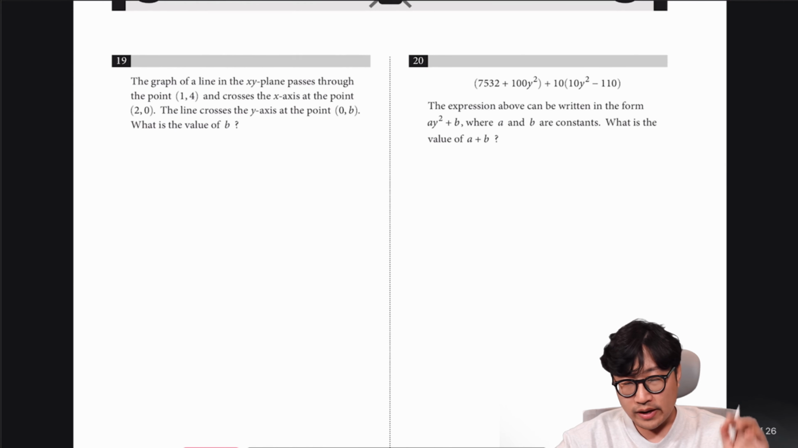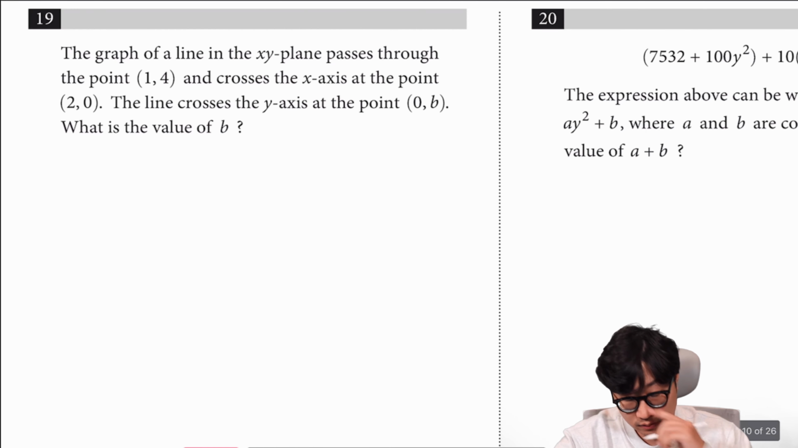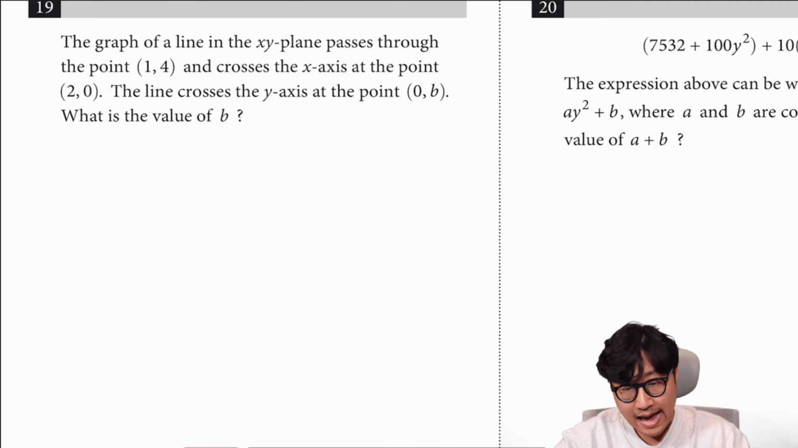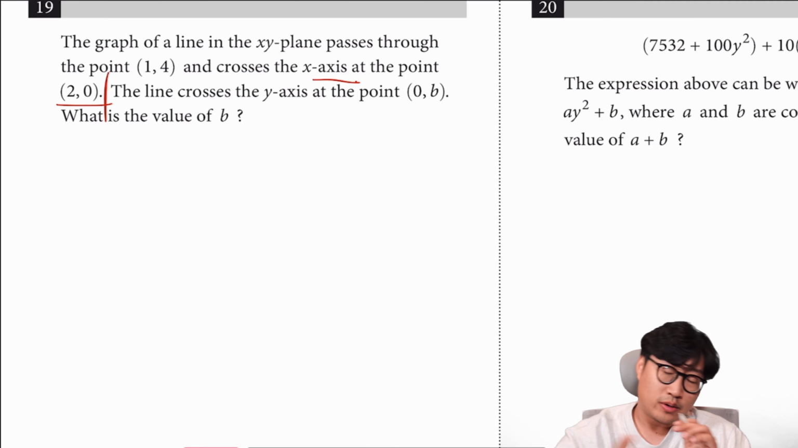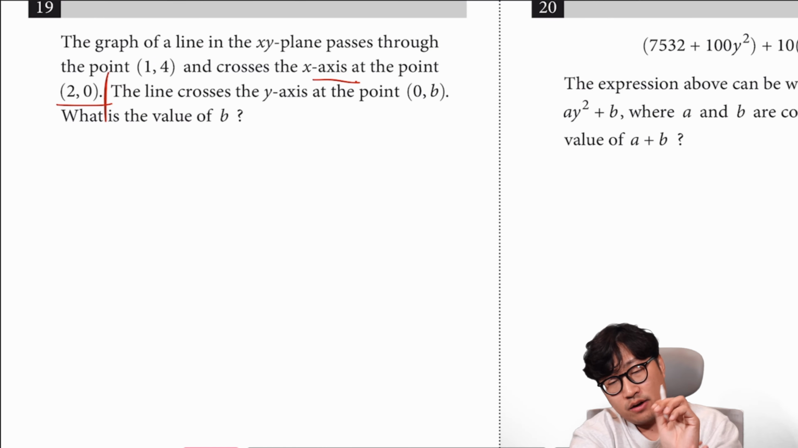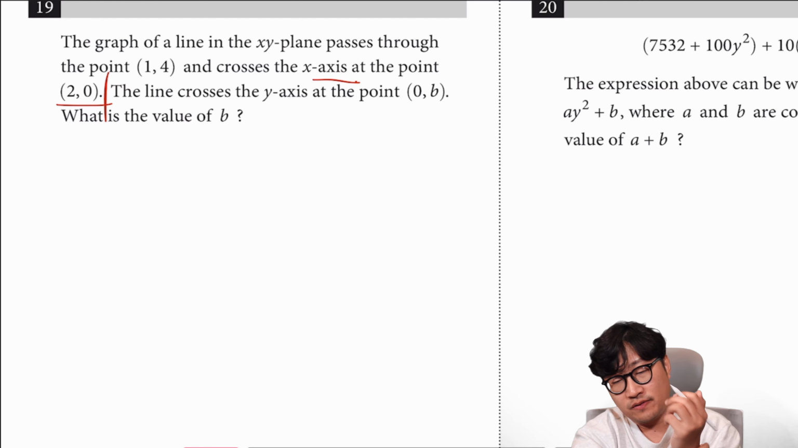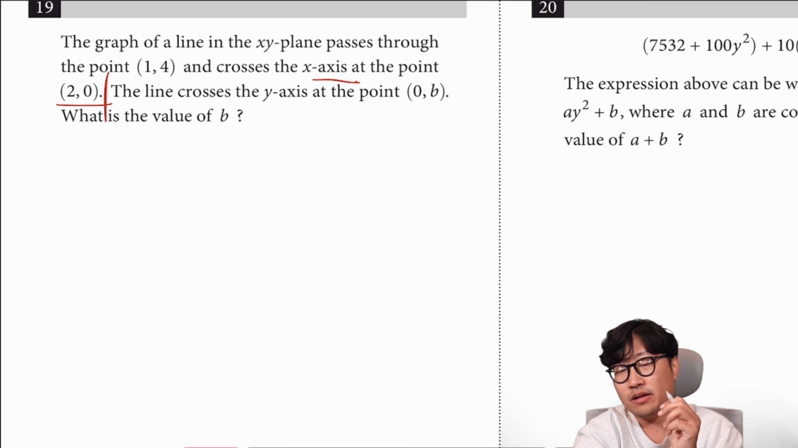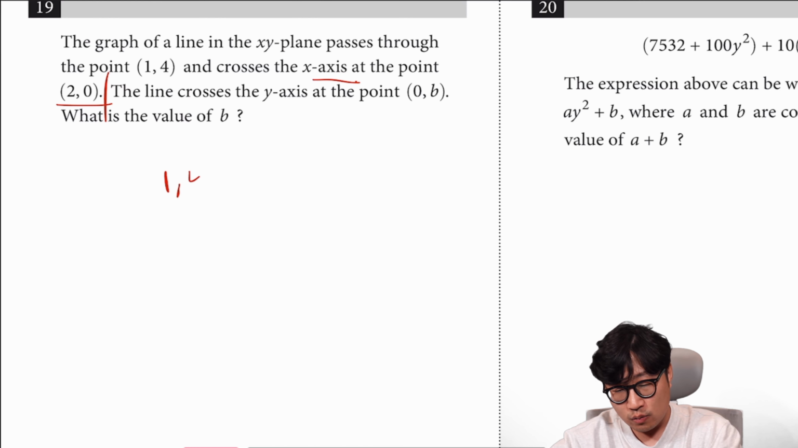Yeah, so whichever way. Number 19, the graph of the line passes through the point 1, 4 and crosses the x-axis at the point 2, 0. So that's not the y-intercept, that's the x-intercept. If the line crosses the y-axis at the point 0, b, what is the value of b? So you just want the y-intercept, right? So many different ways of doing it, but most typical way, right? So you've got the 1, 4, and then you've got 2 and 0. Let's figure out the slope.